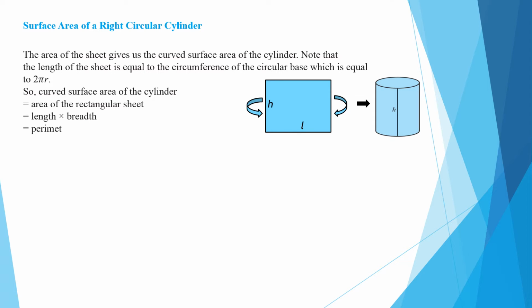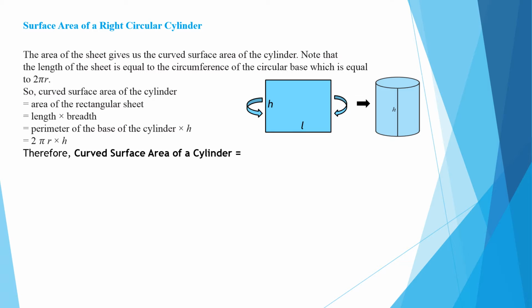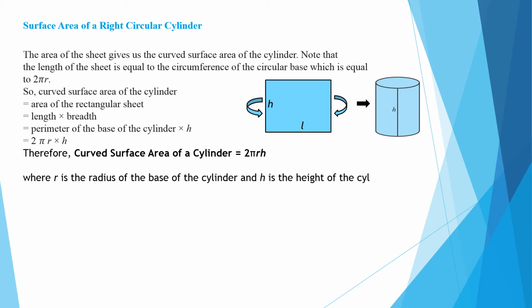So what is the length? It is the perimeter of the base of the cylinder, which is also known as the circumference. So the circumference is 2 pi r, and the breadth is the height, so we get 2 pi r h. Therefore, the curved surface area of the cylinder is 2 pi r h, where r is the radius of the base of the cylinder and h is the height of the cylinder.